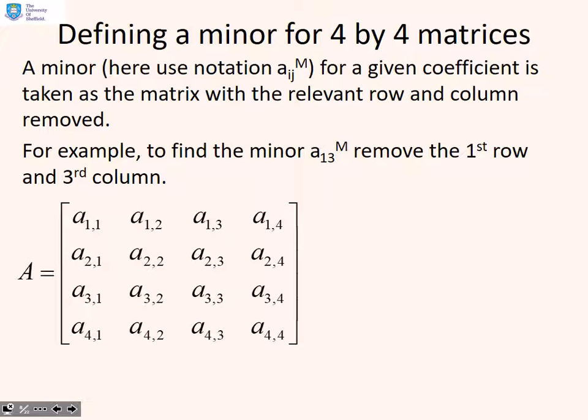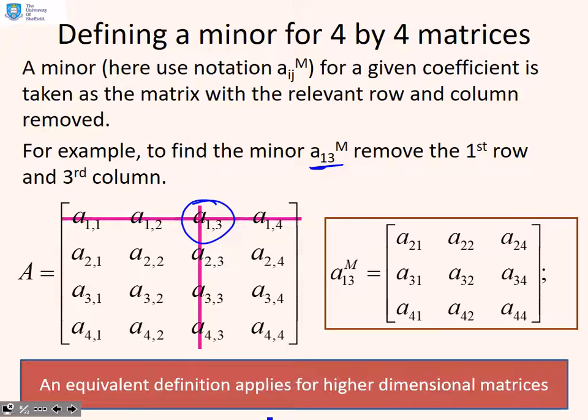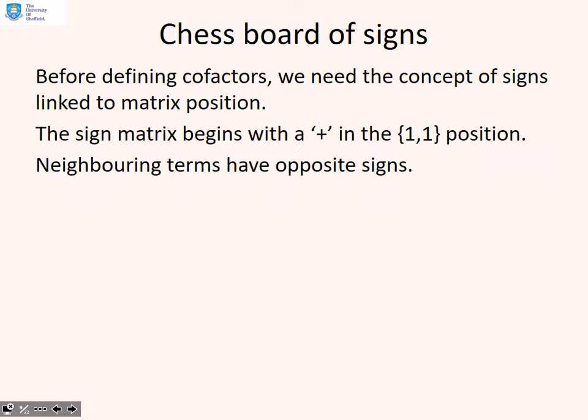We can do an example for a 4 by 4 matrix. So here, let's find the minor for A13, which is this coefficient here. So I take out the column A13 is in, I take out the row A13 is in, and the matrix that's left is the minor. Equivalent definition applies for higher dimensional matrices. Hopefully that's obvious. What about the chessboard of signs?